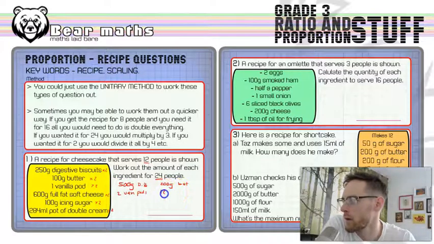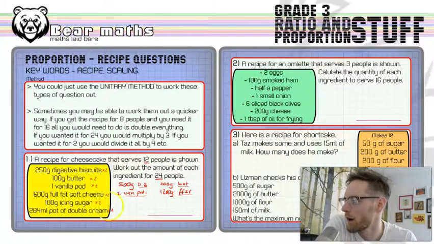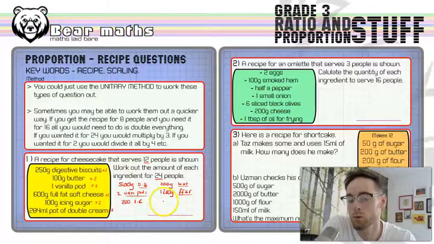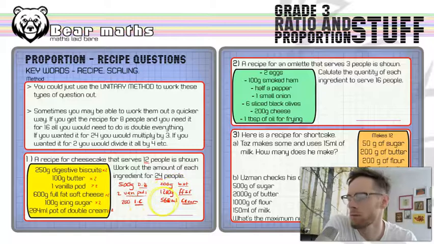And 600 would turn into 1,200 of soft or full fat soft cheese. Obviously you wouldn't write these in abbreviated form. You would actually get them already written there for you as part of your answer space. 100 turns into 200 of icing sugar, and then 284 is the most awkward one to double. We double 200, we get 400. Double 84, we get 168. So that's 568 milliliters of cream. Okay, and there is the recipe that would serve 24 people with a lovely cheesecake, making me hungry.